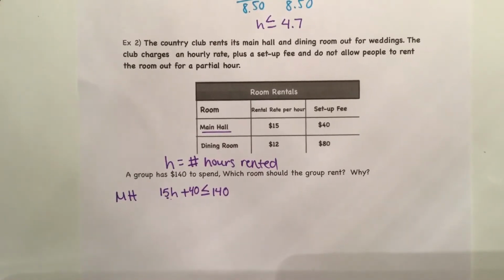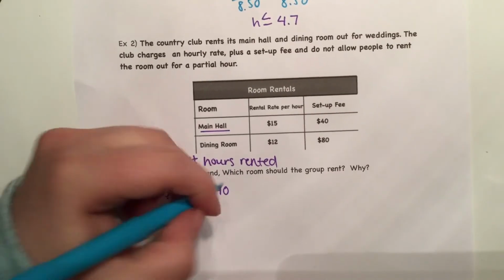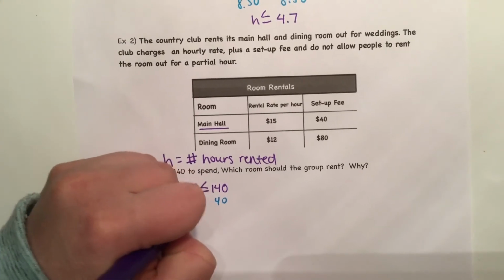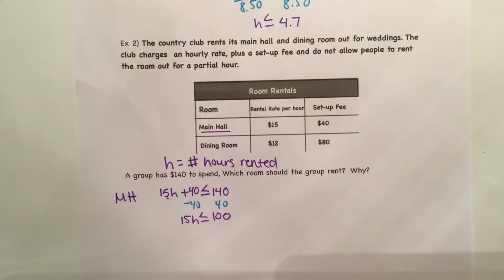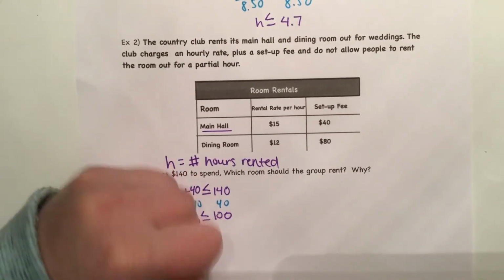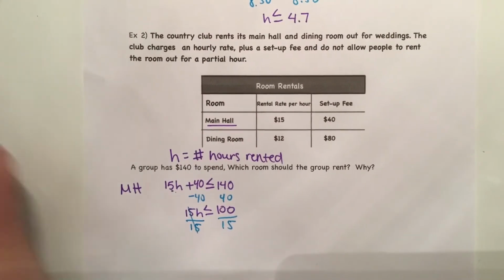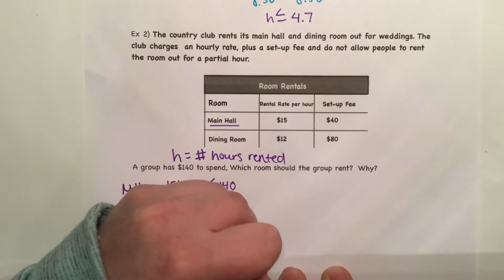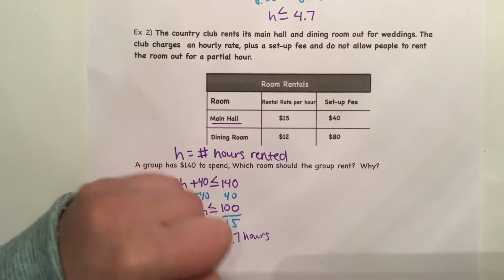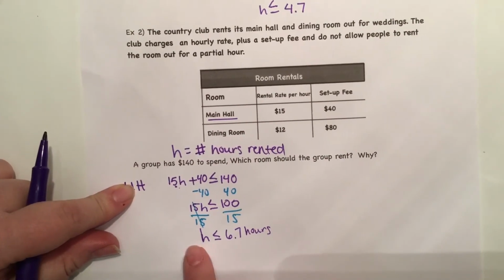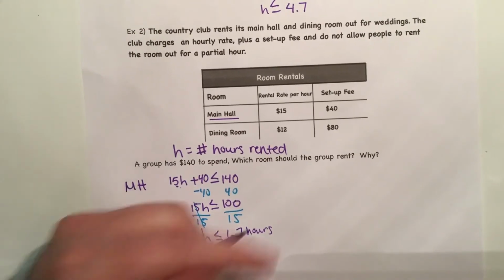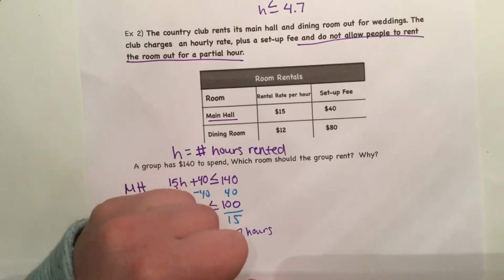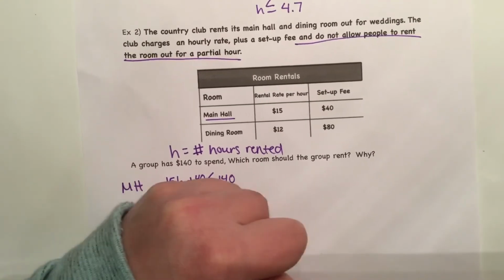So now I'm going to go ahead and solve this to figure out how many hours they can rent the main hall for. I'm going to subtract 40 on both sides. So we know that if they want to rent the main hall, they'd have to rent it for less than or equal to 6.7 hours, which we could say, since they're not allowed to rent for a partial hour, we could say that they could rent it for 6 hours. So a maximum of 6 hours.